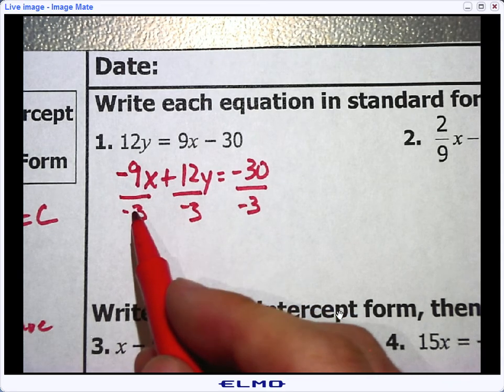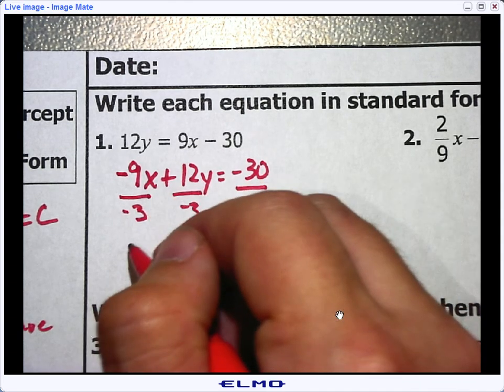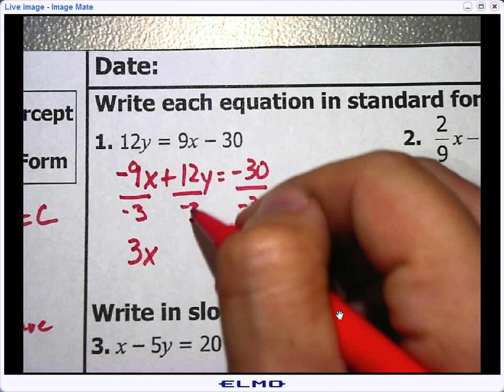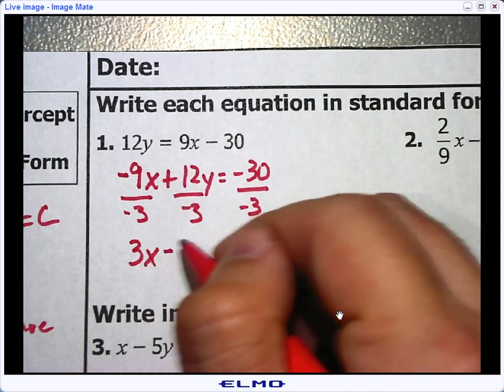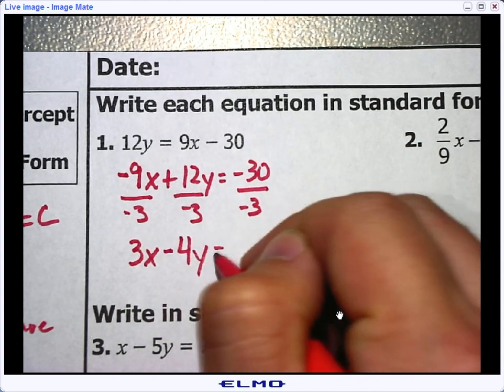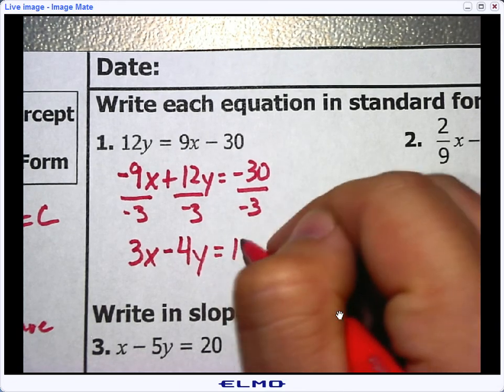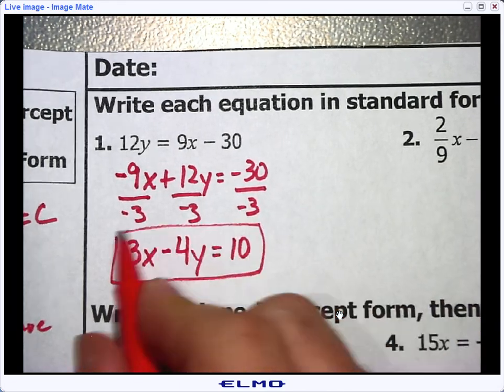So a negative 9 divided by negative 3 gives us a positive 3x. Negative 3 into 12 is a negative 4y. And negative 3 into negative 30 is a positive 10. So that would be the answer for number 1.